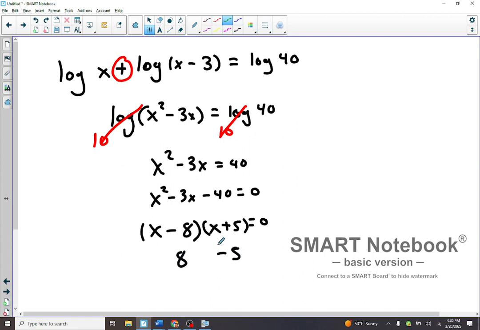Remember, though, no negatives inside of the final result of a log. So negative 5 would cause that problem. If I plug in an 8, that's okay, and that's okay. So the only real answer is 8, okay?